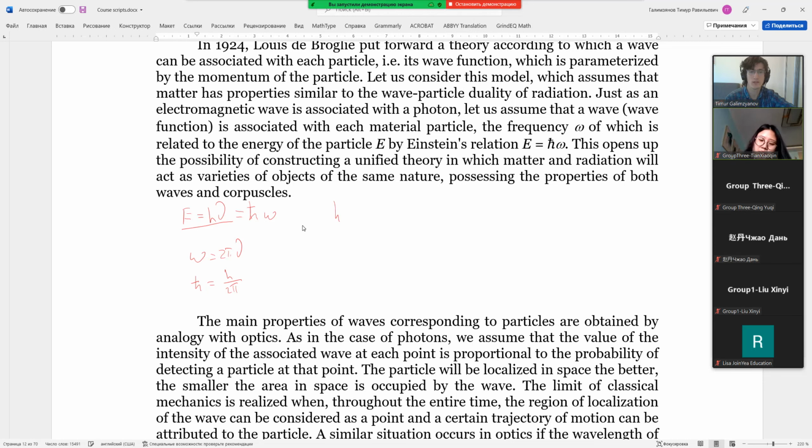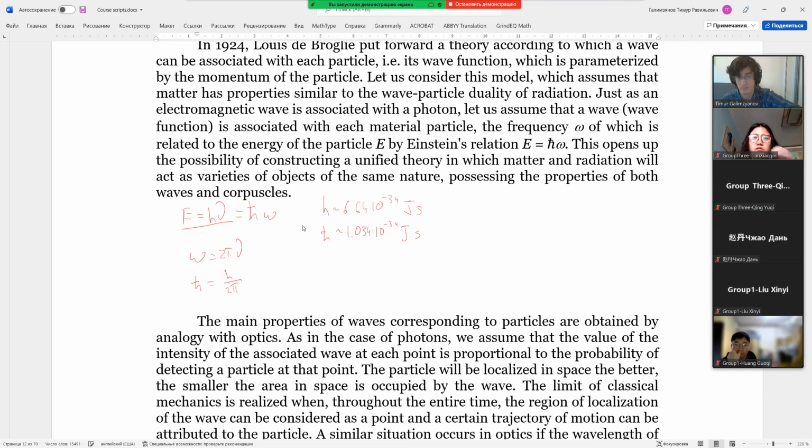Where h is 6.6, maybe 4, times 10 to the minus 34 joule times second. No, it's h, not h bar, but h. I'm sorry, it's just h. So h bar is something about 0.34. I'm sorry if I've mistaken these figures.